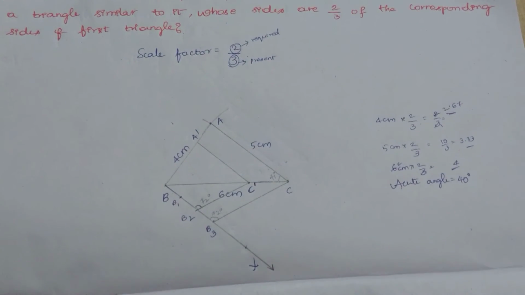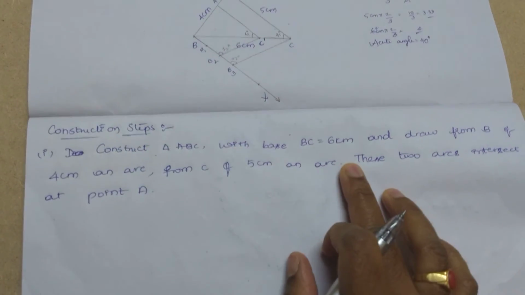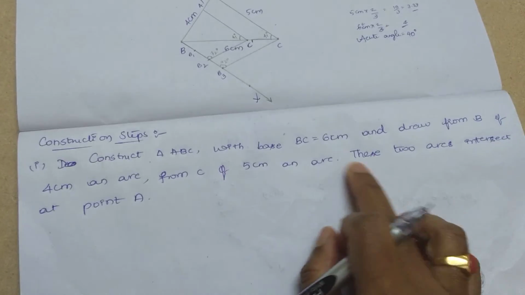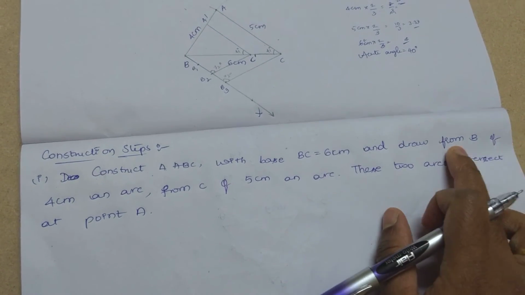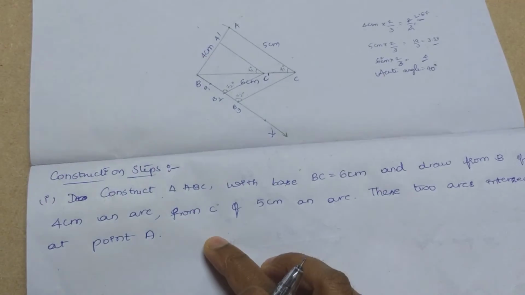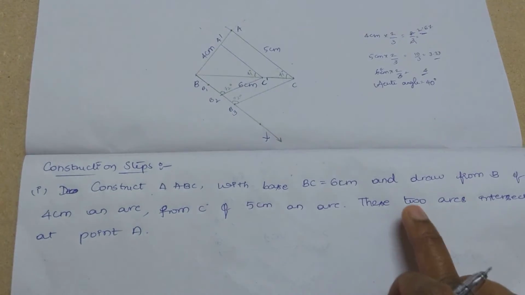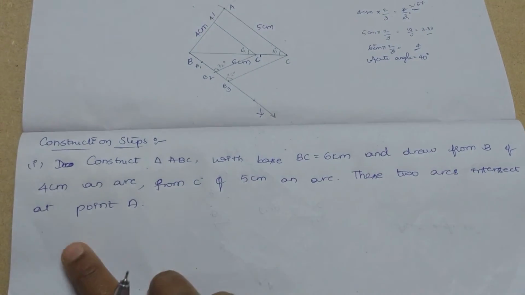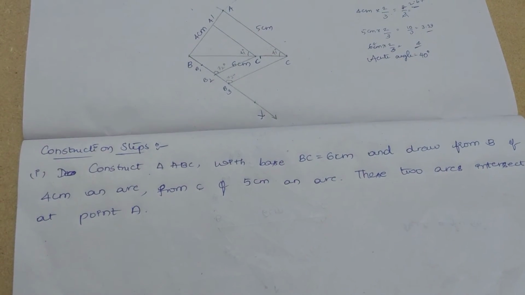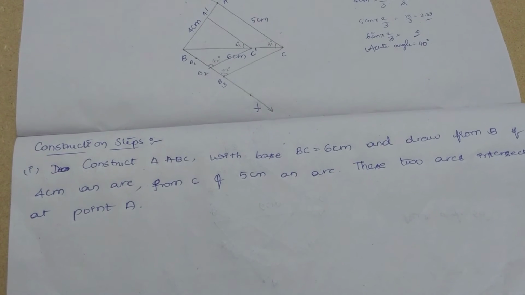Now let's write the construction steps. First step, what did we do? Construct triangle ABC with the base BC as 6 centimeters and draw from B of 4 centimeters an arc. We have drawn, right? After that, from C of 5 centimeters draw an arc. These two arcs intersect at point A, correct? So in this way triangle ABC is constructed. After that, what did we do? Draw a ray BX.